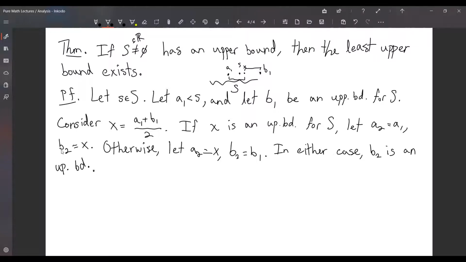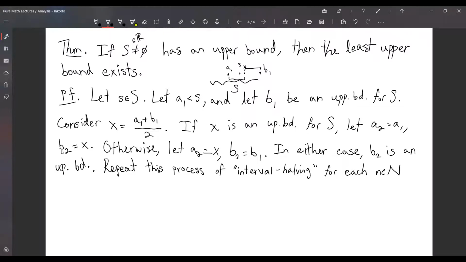But that's the important thing to note, is that B2 is an upper bound. And you essentially just repeat this process of what we would call interval halving for each integer, right? We just repeat it over and over again.